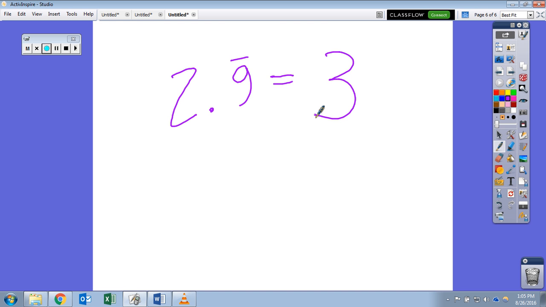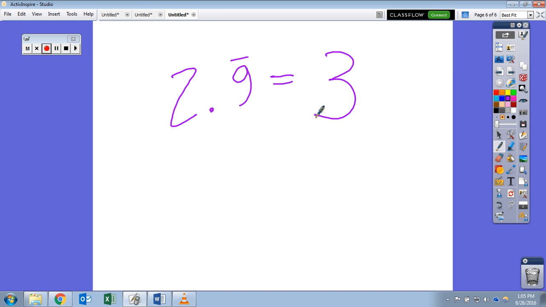I want you to be completely 100% certain this is absolutely correct. Yes, absolutely true. 2.9 repeating is 3. It's not close to 3. It is 3. This is tough to get because of our base 10 system. It's tough for us to finish it. I'll show it to you if you want to see it.